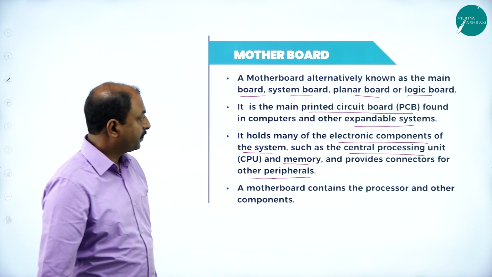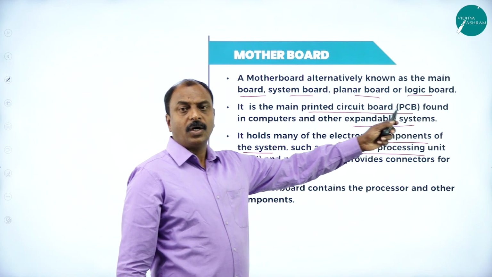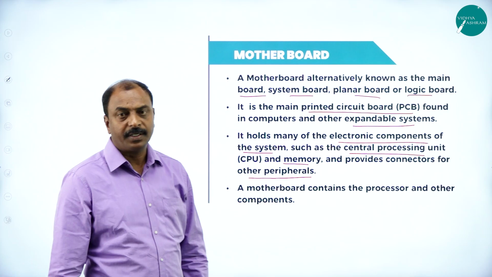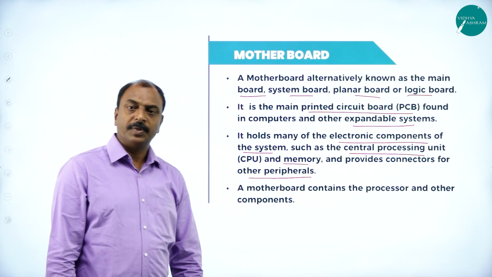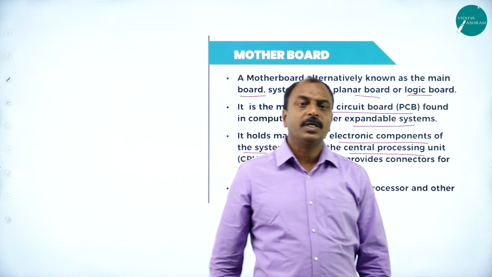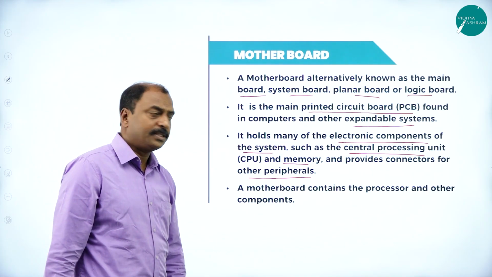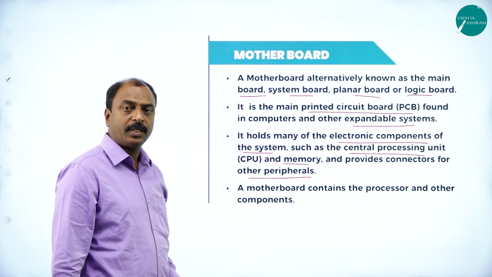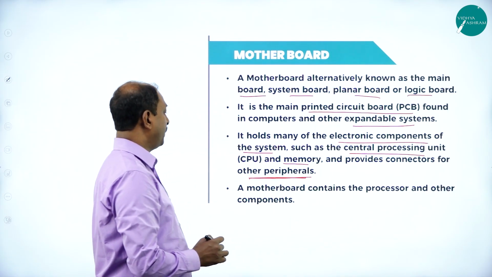So what is the meaning of this? Here this is a motherboard. It is a printed circuit board, and over it many electronic components are mounted. That is why it is called a motherboard. So in general, a motherboard is a printed circuit board, and many electronic components are mounted on it, such as the CPU and other memory devices and so on. And it has an option for connecting different computer peripherals.